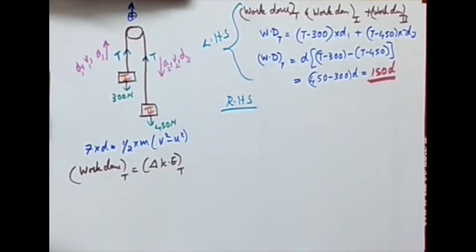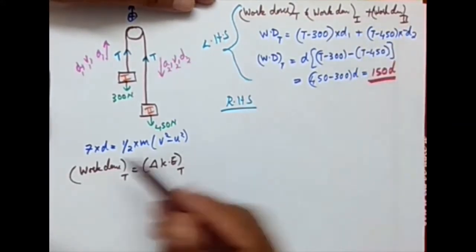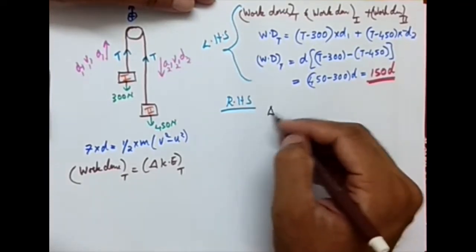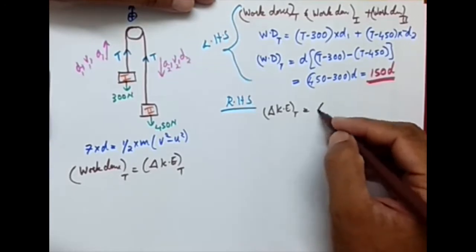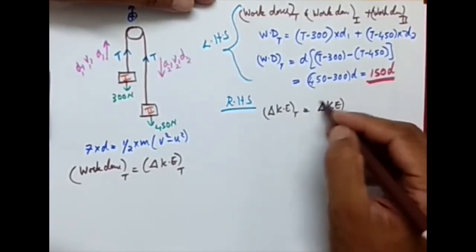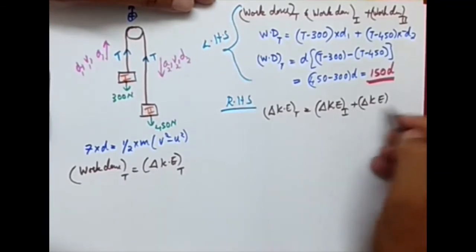So what is the right hand side? It talks about the total change in kinetic energy. Just like what we did here, we are going to do here also. So delta KE total is equal to delta KE1, where K is kinetic energy, plus delta KE2.